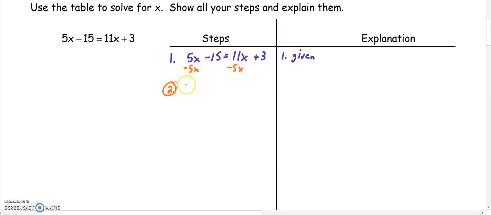So in step 2, I have negative 15 equals 6x plus 3. I'm going to explain how I got there. So my explanation is subtract 5x from both sides. It's very important that you say from both sides because when you're solving, we need to keep our equation balanced. So we have to subtract from both sides, not just one.